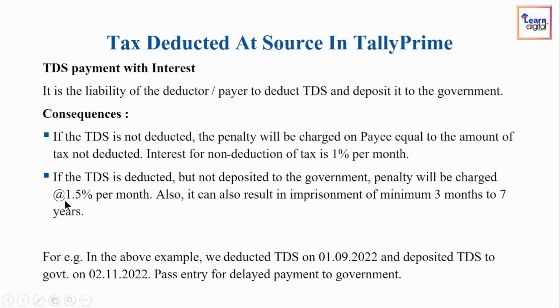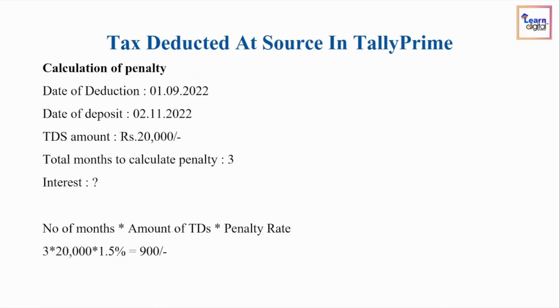So penalty will be calculated at the rate of 1.5% per month. So pass the entry for delayed payment to the government. So we need to find out first the amount of penalty and then we will pay to the government. So let's start with this. How to calculate the penalty?